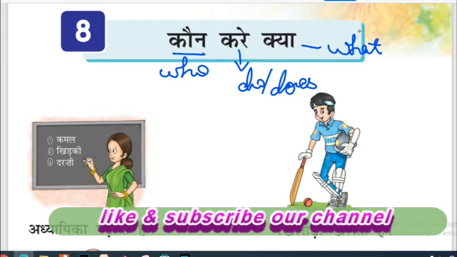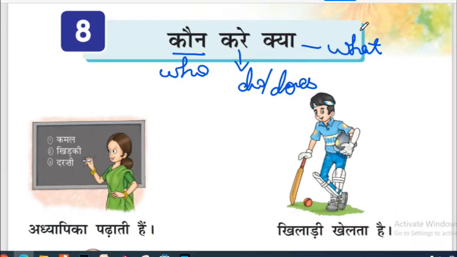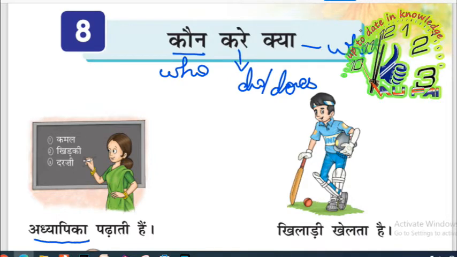This is a lesson about the occupations. In this lesson we are going to see the occupation and the profession, all these things. So first picture, Adhyapika padhati hai. Adhyapika, teacher, that means female teacher.